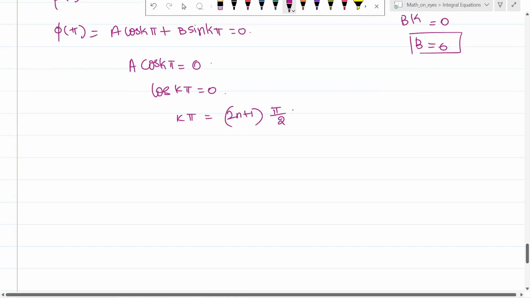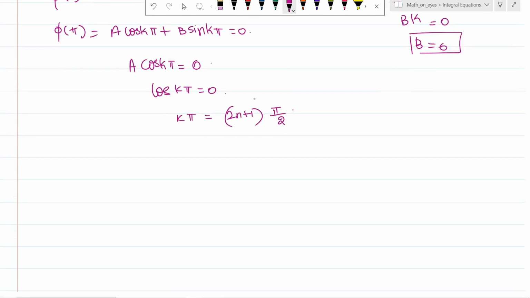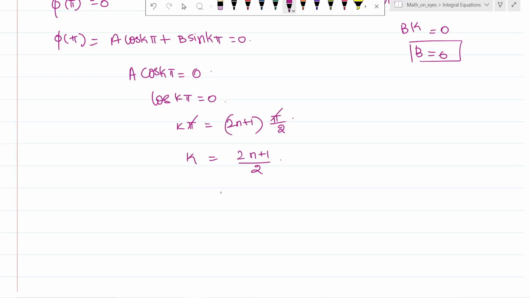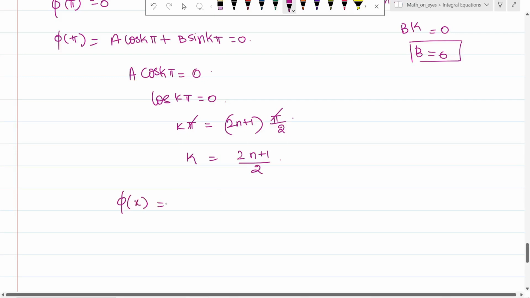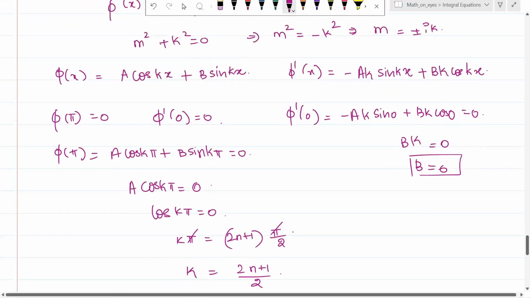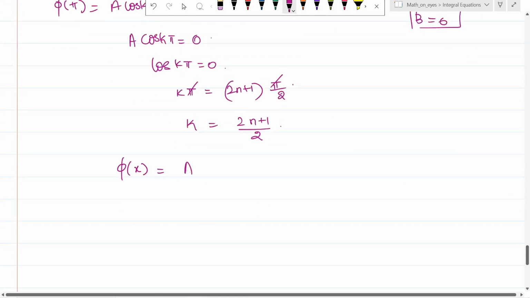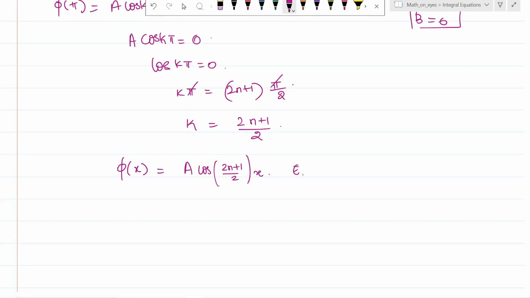For the odd multiples of pi by 2, we get 0: cos 90, cos 270 and so on, it is 0. So pi cancels each other, and we get k is equal to 2n plus 1 by 2. This would be the eigenvalue, and the corresponding eigenfunction, as b is equal to 0, will be a cos kx with k equal to 2n plus 1 by 2. So we get a cos of 2n plus 1 by 2 into x. This will be the corresponding eigenfunction and this will be the eigenvalues.